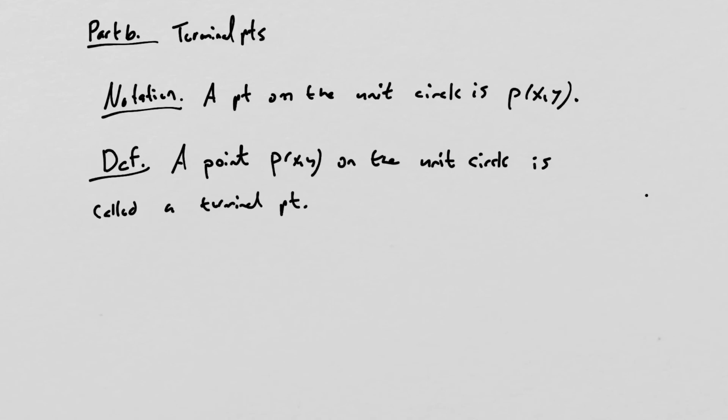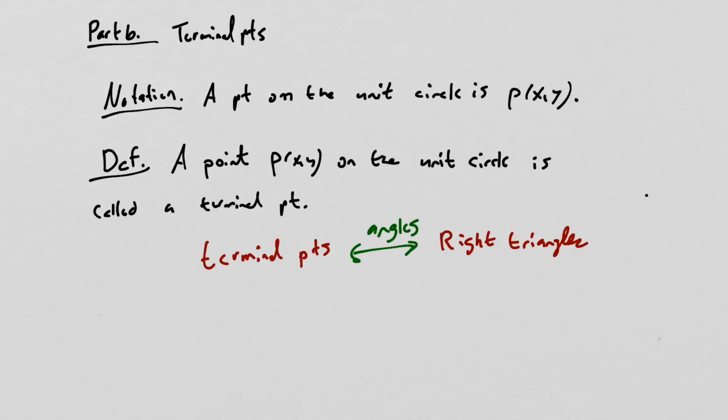The connecting factor between terminal points and right triangles is going to be angles. And it turns out that an angle is always going to determine our terminal points. To see this, let's go ahead and sketch out a picture that maps out our current idea.